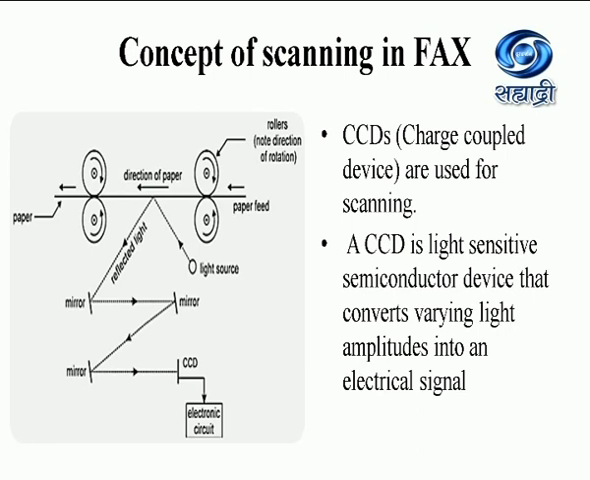Basically, here CCDs, that is charge coupled devices, are used for scanning. A CCD is a light sensitive semiconductor device that converts varying light amplitudes into electric signals. Some mirrors are used with this charge coupled device, so it reflects the image being scanned and that is converted into the electronic circuit.